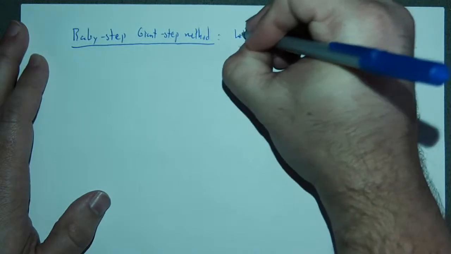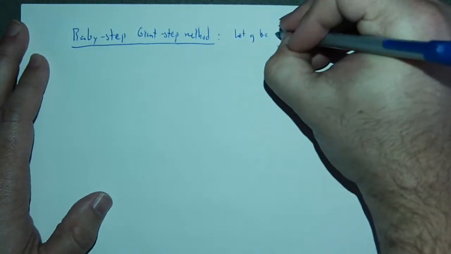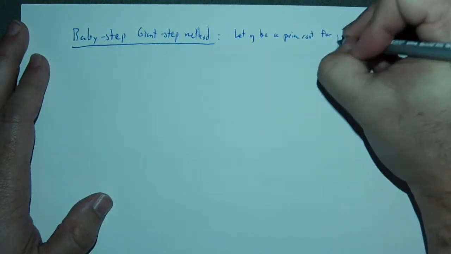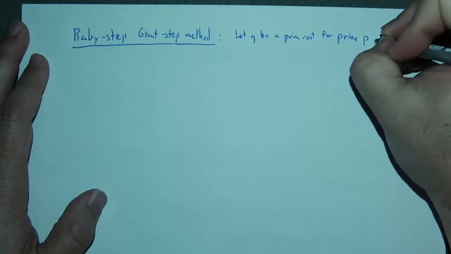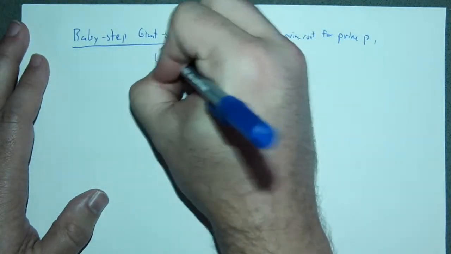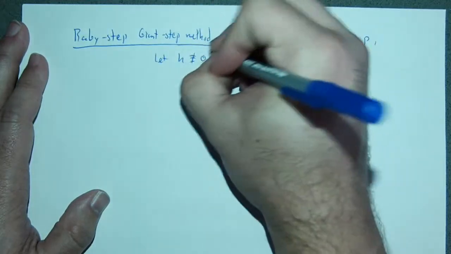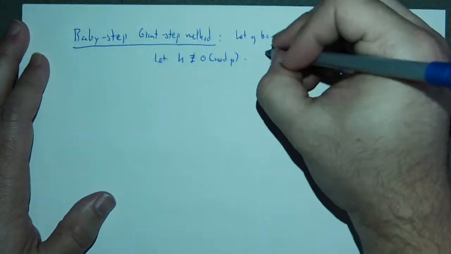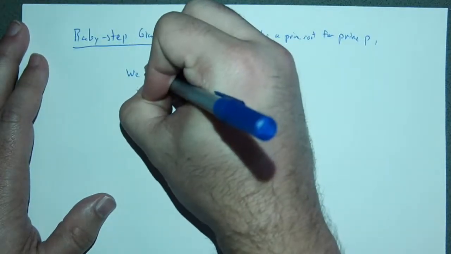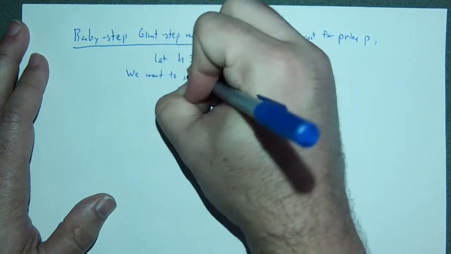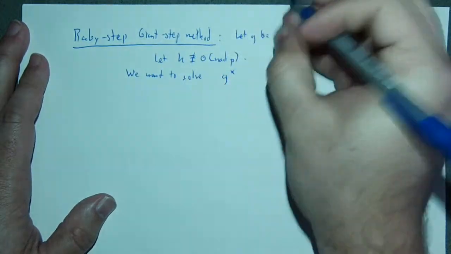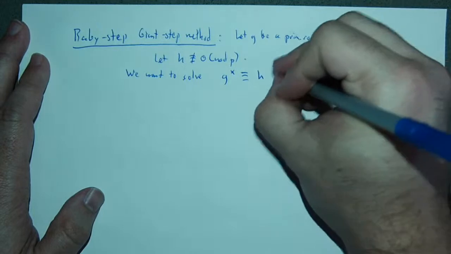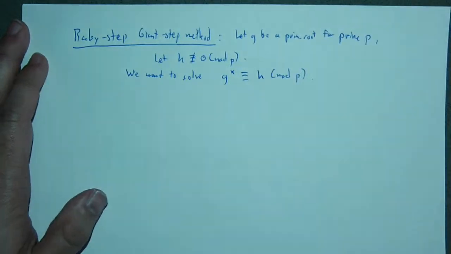Well, let g be a primitive root for p, which of course is prime. Let h not be congruent to 0 mod p. We want to solve the discrete log problem, which is we want to solve the following for x: g^x is congruent to h mod p. Okay, so how do we do this?